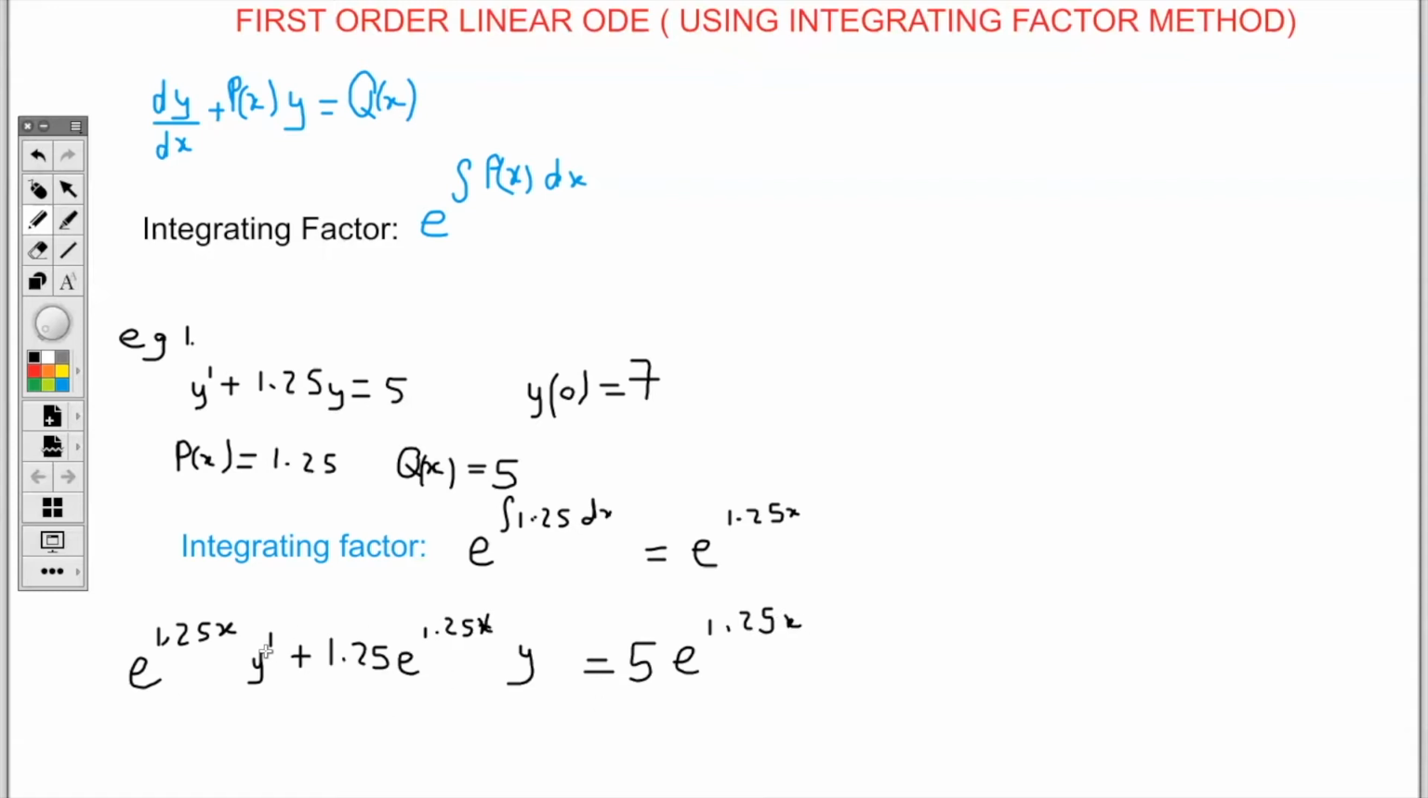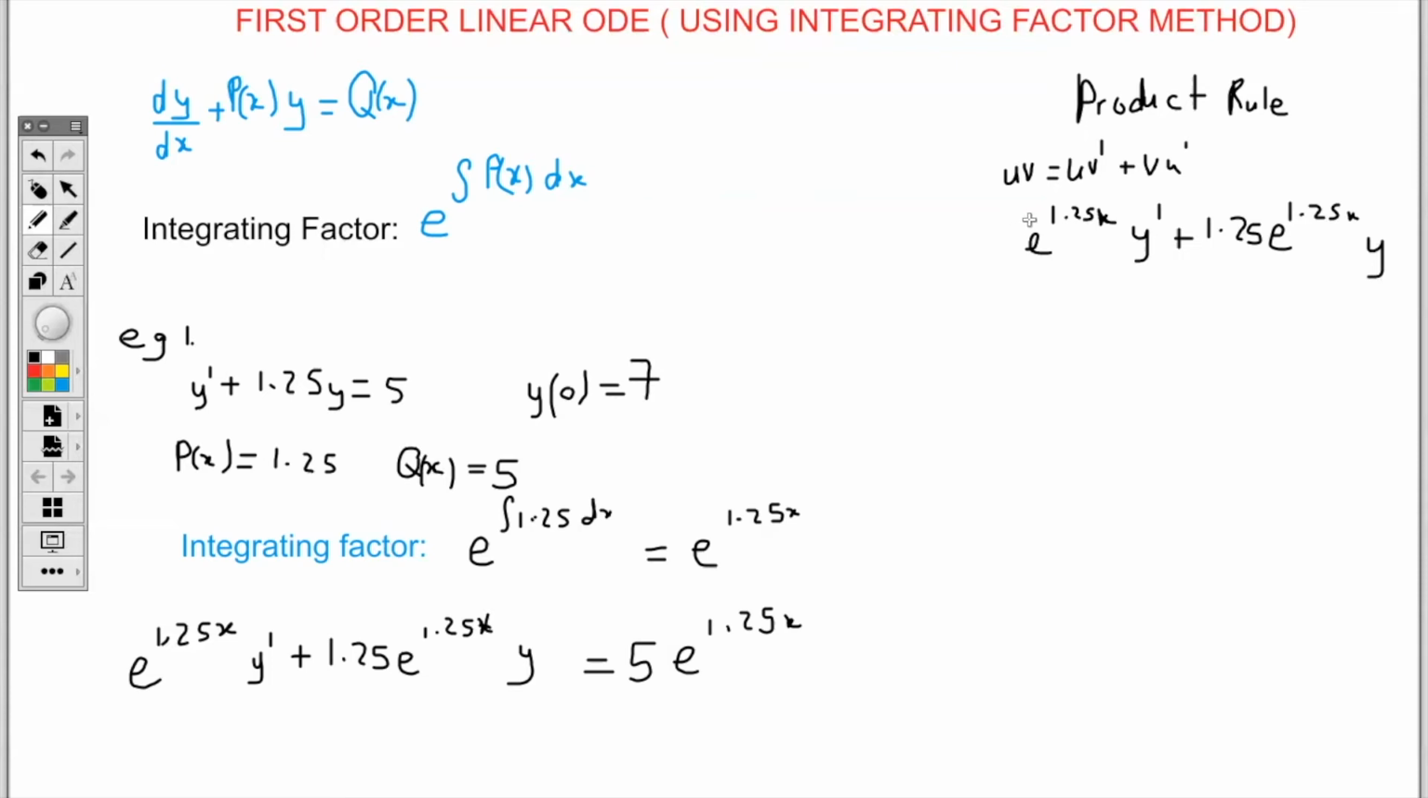Now on the left, this is product rule that's happening here. Remember product rule, we have (uv)' is equal to uv' plus vu', so we're differentiating u. So let me rewrite this part. This represents u, so we'll have e to the 1.25x, it represents u, and then v prime will be the y prime because we have differentiated y. So this will represent v prime, while u will be e to the 1.25x.